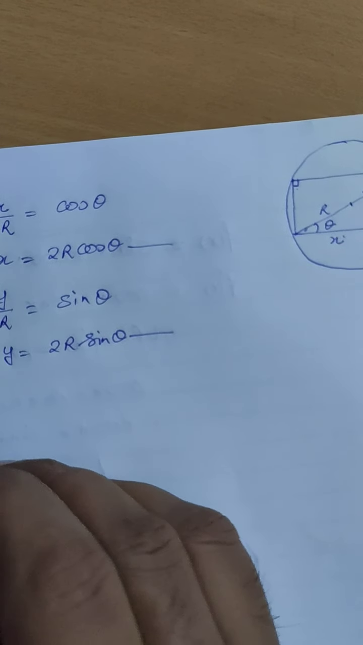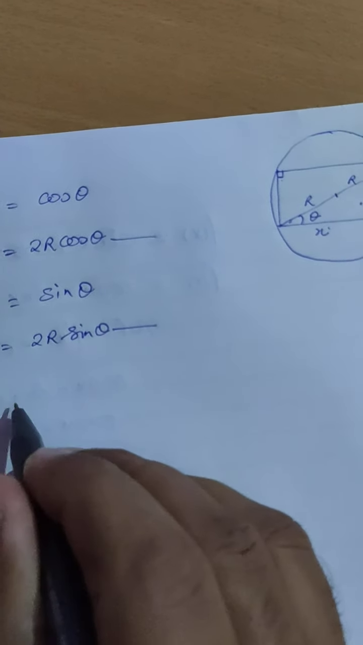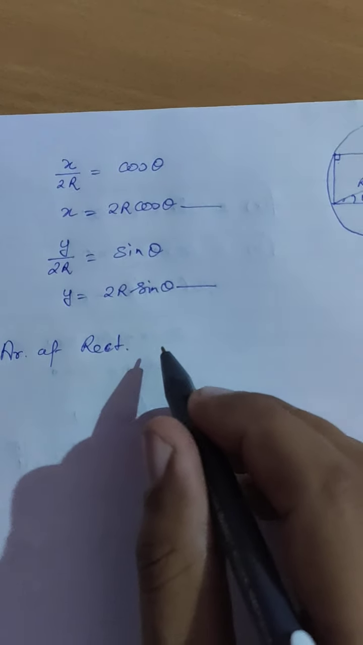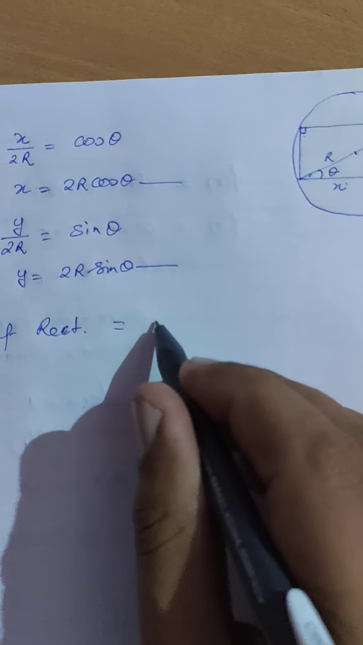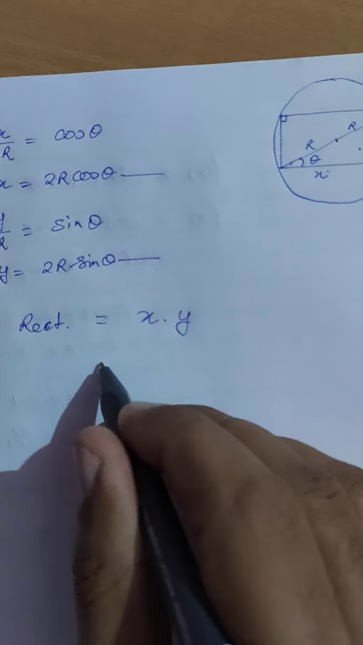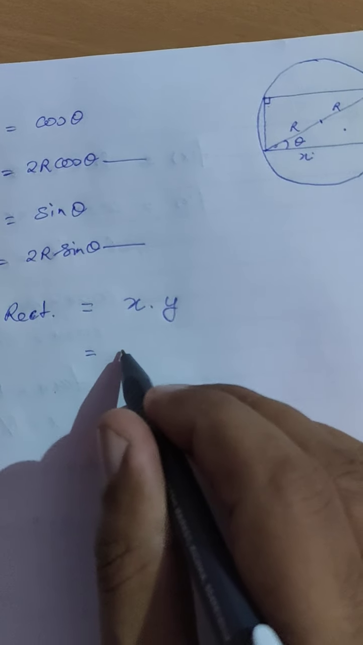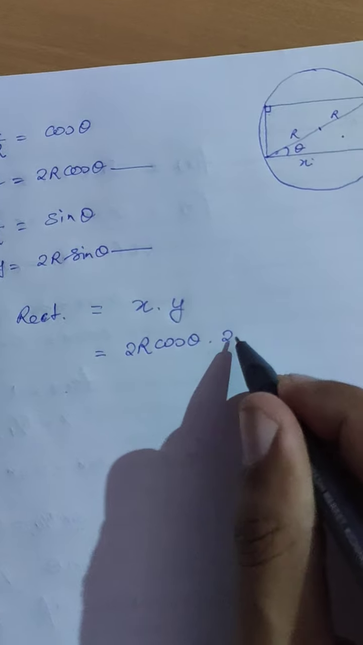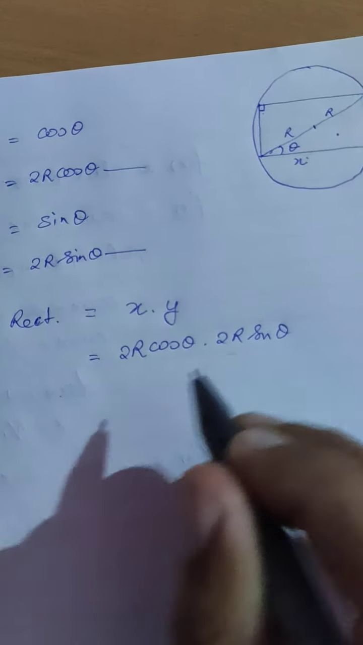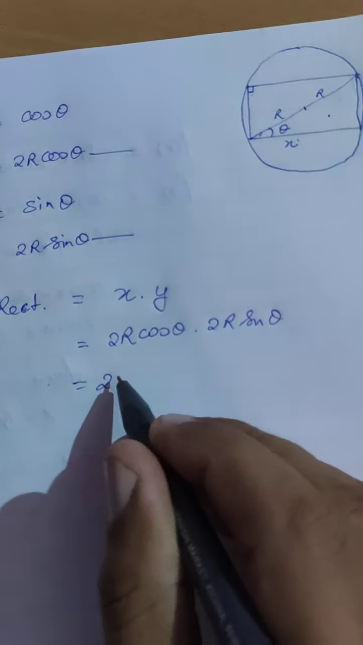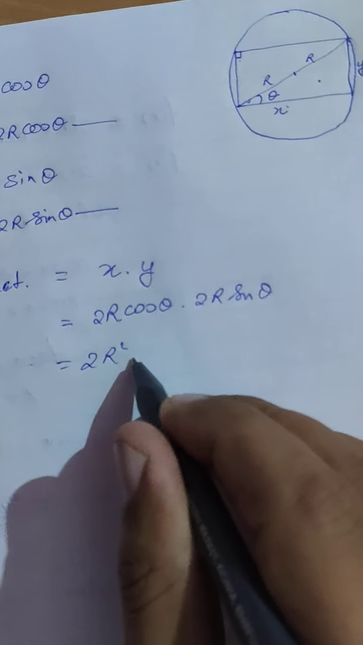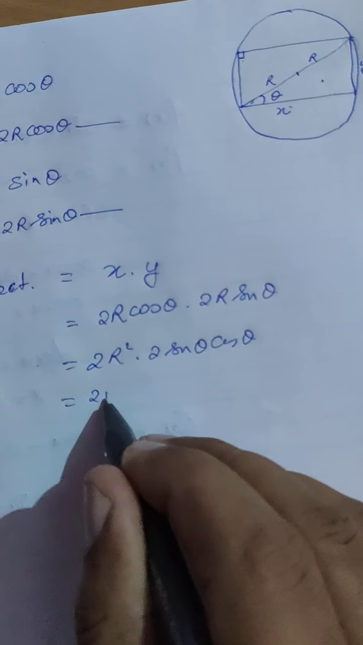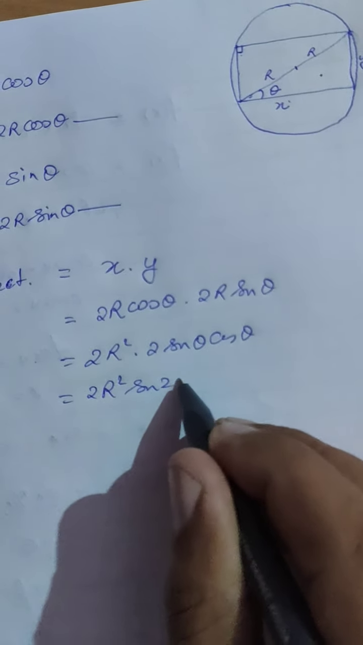So we are going to discuss the area of the rectangle, and the area of the rectangle will be equal to x into y, length into width. Length is 2r cos theta and width is 2r sin theta. Just try to see, this is 2r square into 2 sin theta cos theta. I could write it as 2r square sin 2 theta.